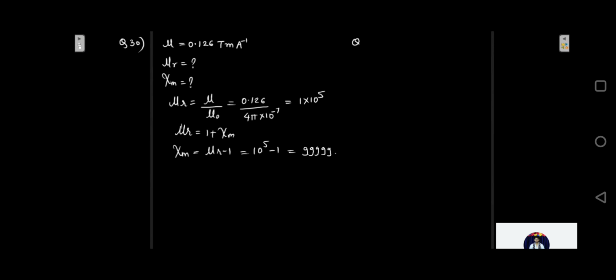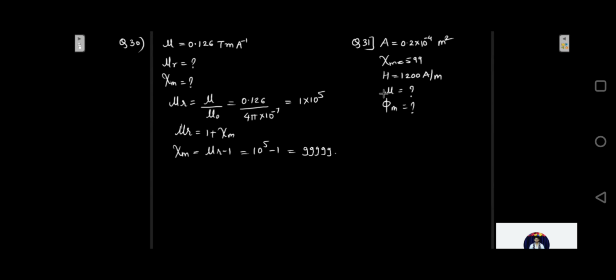Question number 31. An iron rod of 0.2 centimeter cross section and susceptibility of 599 is subjected to magnetizing field of 1200 ampere per meter. So here also H is given to us, 1200 ampere per meter. Find permeability and magnetic flux. This needs to be found out.